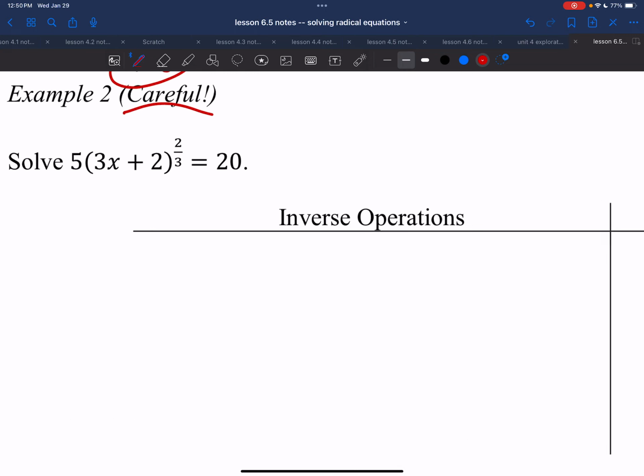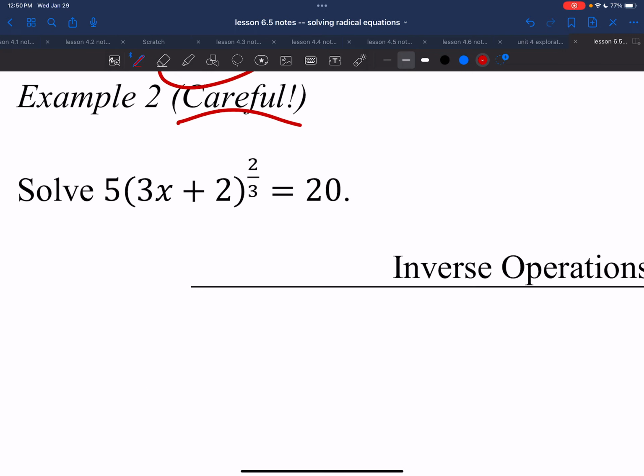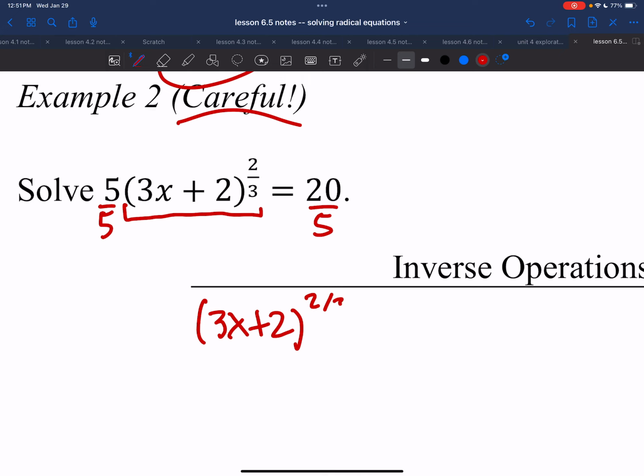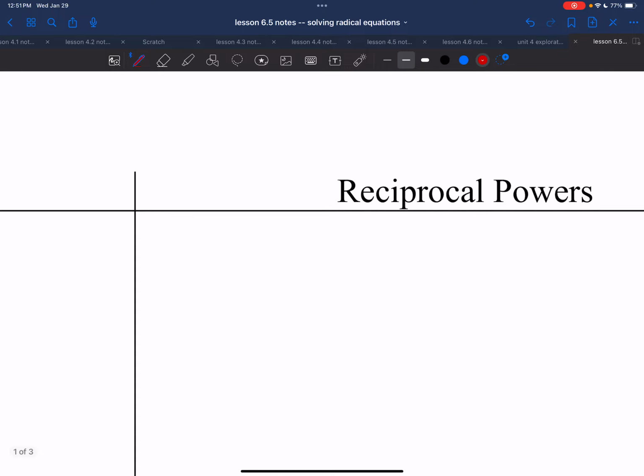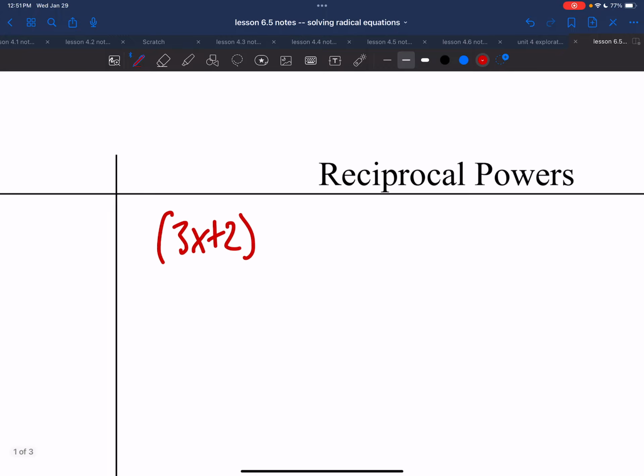So I've got my equation right here. You can see it, 5 times the expression. General practice is always to isolate the term you're looking for, so you want to get that thing alone before you do anything. So divide both sides by 5 to begin with. That just means you're going to have 3x plus 2 to the 2/3 equals 20 over 5, which is 4. Now, I'm already in rational exponent form, so I'm just going to say this is 3x plus 2 to the 2/3 equals 4.